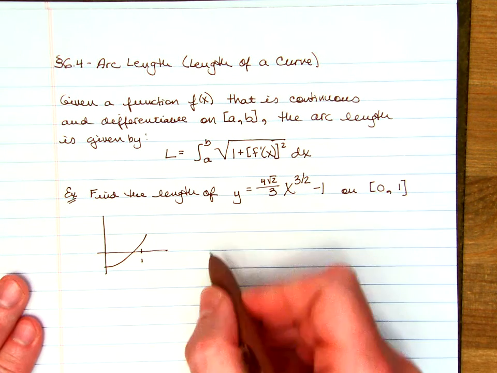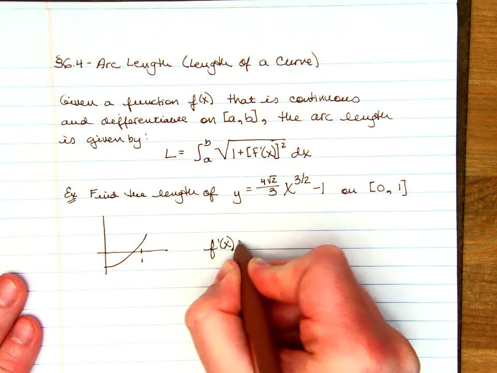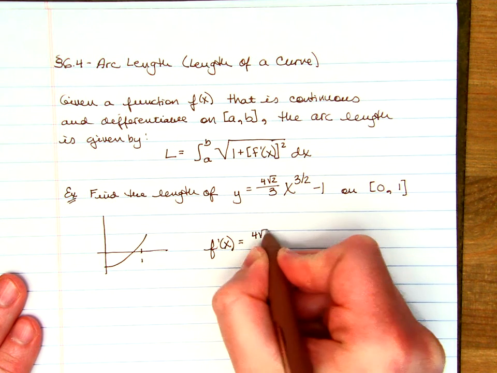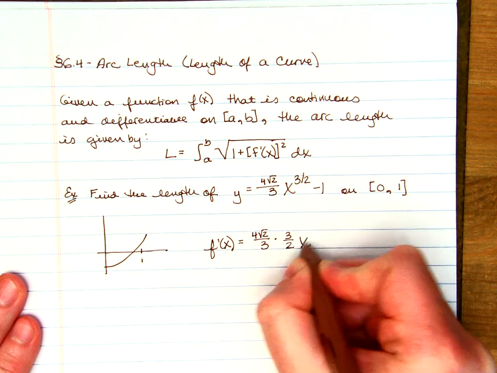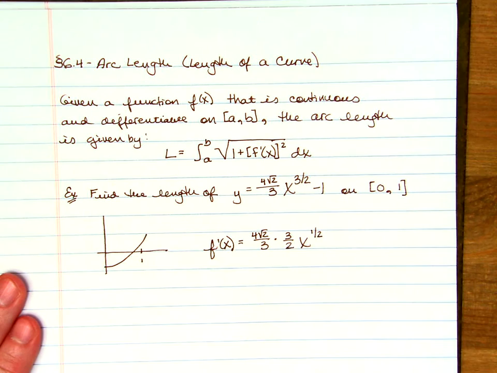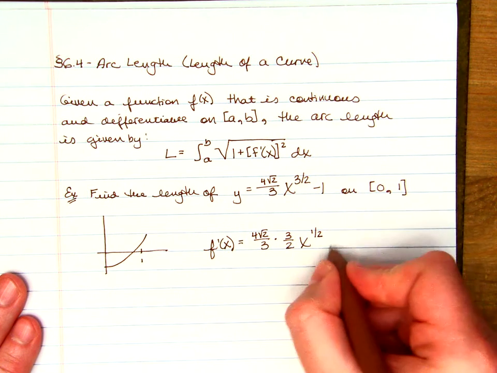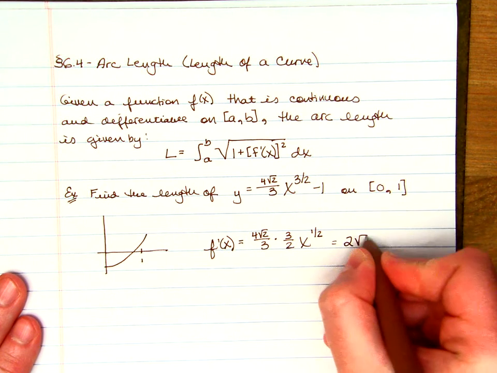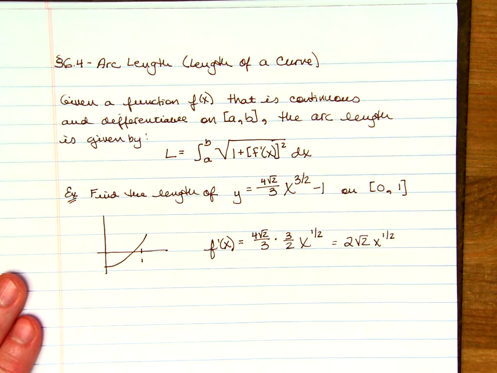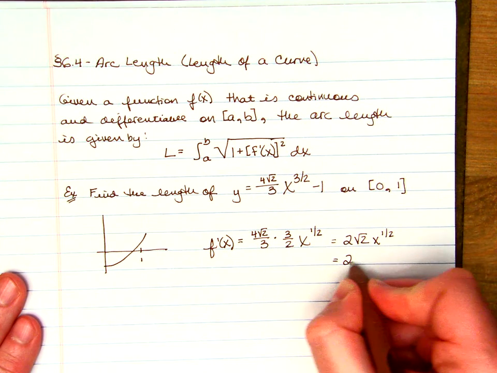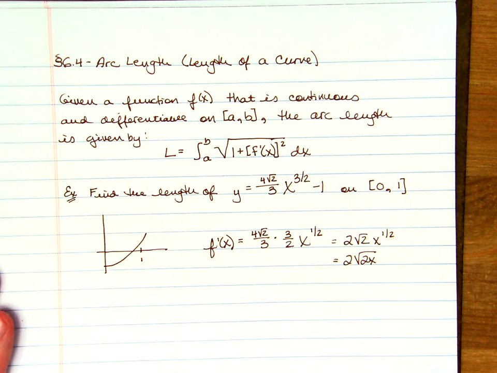Well, to be able to use that formula, I first need to find f prime of x, or y prime. I'm going to get 4 root 2 over 3 times 3 halves x to the 1 half. And simplifying this, those 3's cancel, the 4 and the 2 cancel. I'm going to get 2 root 2 x to the 1 half. Actually, 2 root 2x might be a little bit nicer to work with that way.